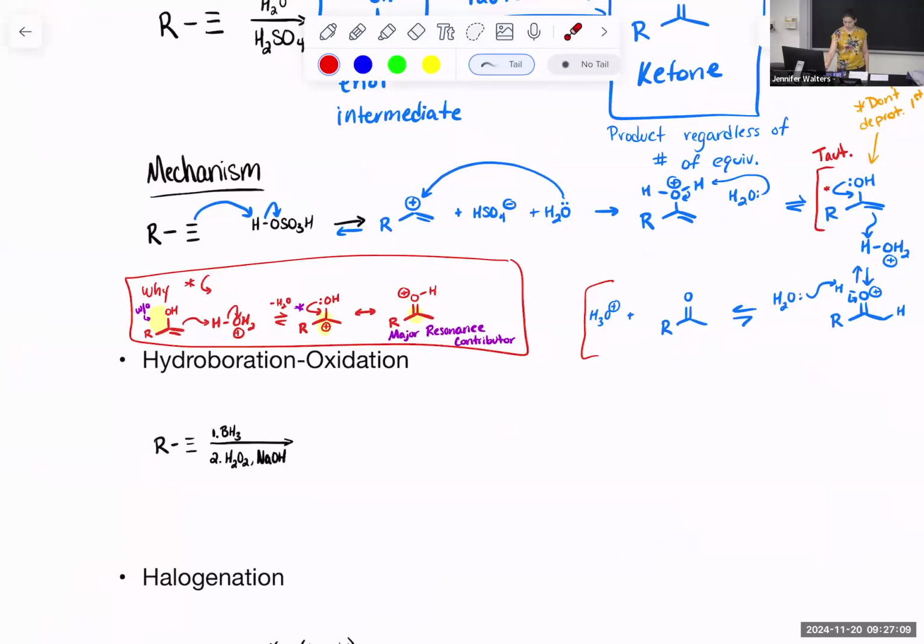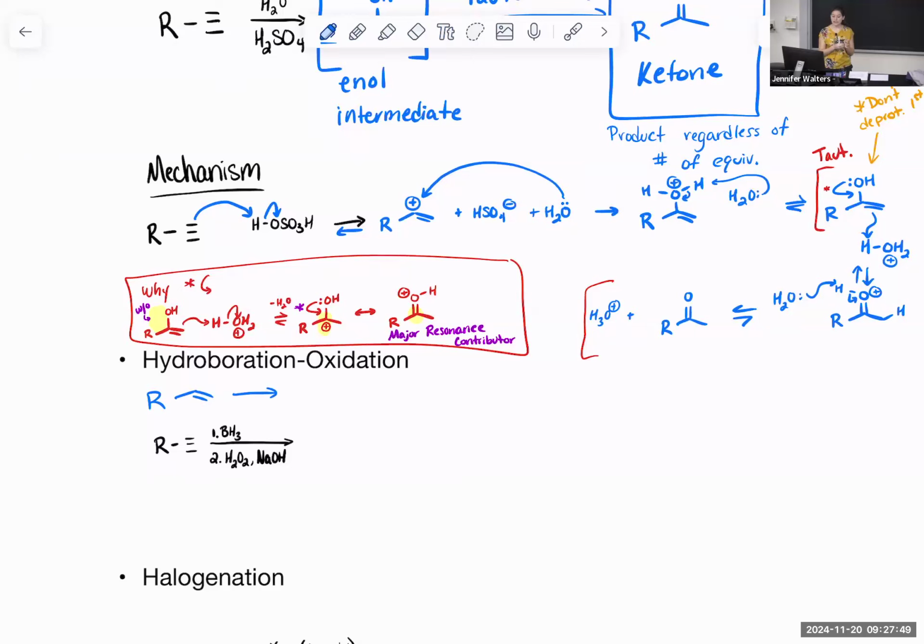All right, so when we talk about our hydroboration oxidation, what did that do with our alkenes? What product did we make with an alkene? So if I have R with my alkene, and I'm doing the same reaction, what's my product? What functional group? Alcohol, yeah. Specifically, is it going to be a primary or secondary alcohol? Primary, because it is anti-Markovnikov.